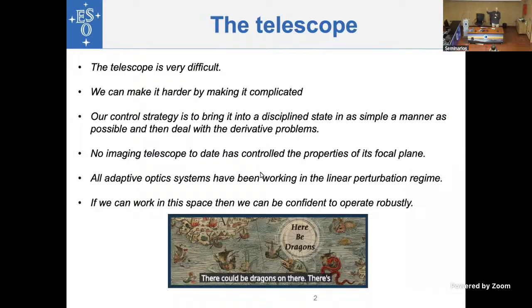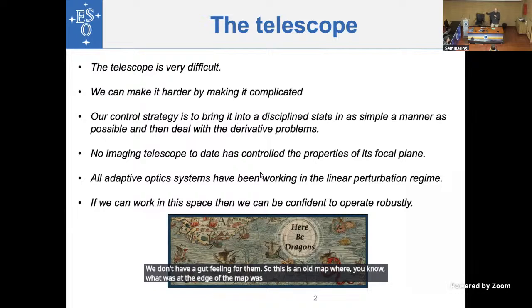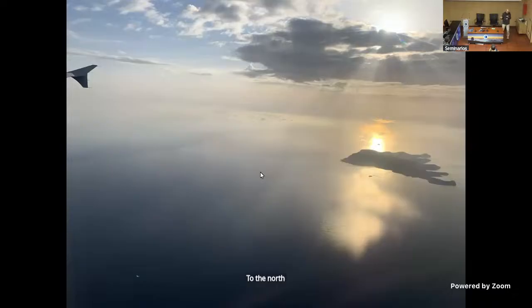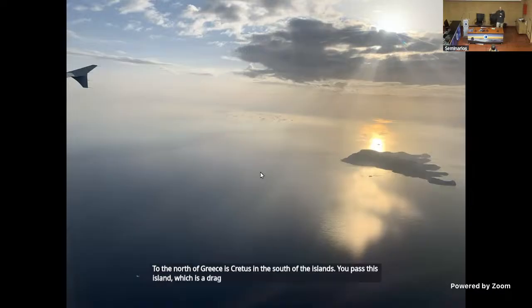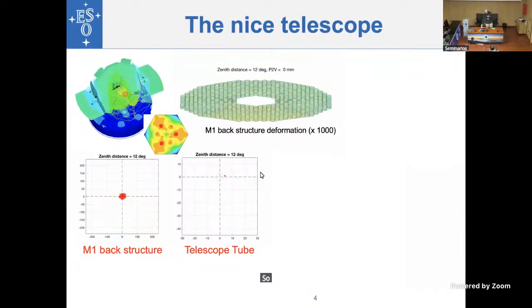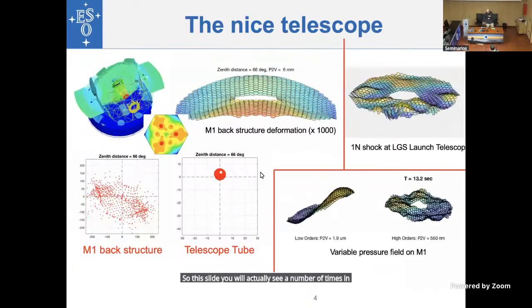There's physics that we have not probed. We don't have a gut feeling for. So this is an old map where what was at the edge of the map was that there were dragons there. We don't know. So if you fly from Crete to the north of Greece, Crete is in the south of the islands, you pass this island, which is a dragon that Zeus slew, and it ended up being a stone in the sea. So there are dragons. They are real.